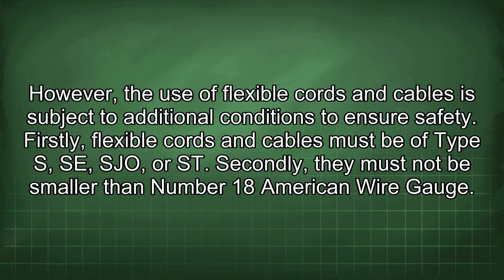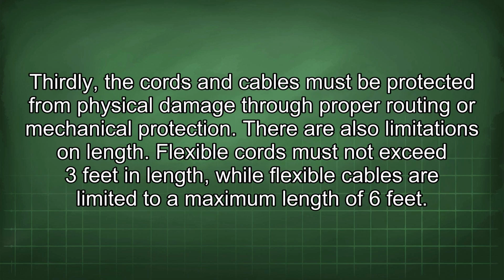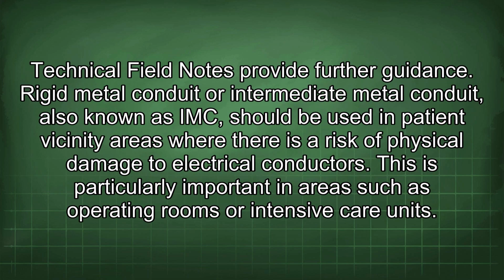Firstly, flexible cords and cables must be of type S, C, SGO, or SAINT. Secondly, they must not be smaller than number 18 American wire gauge. Thirdly, the cords and cables must be protected from physical damage through proper routing or mechanical protection. There are also limitations on length. Flexible cords must not exceed 3 feet in length, while flexible cables are limited to a maximum length of 6 feet. Technical field notes provide further guidance.